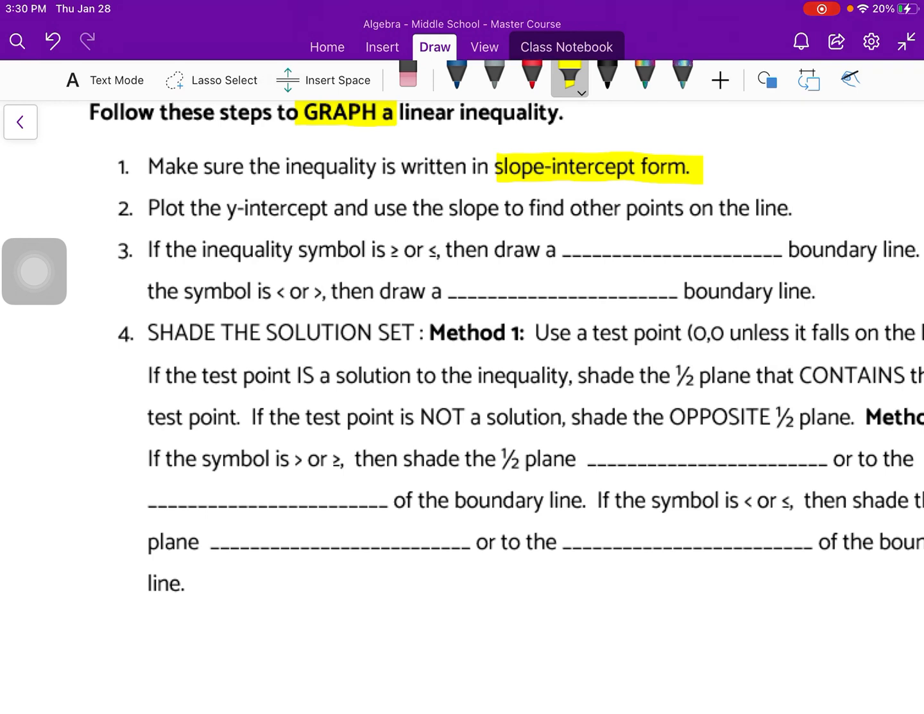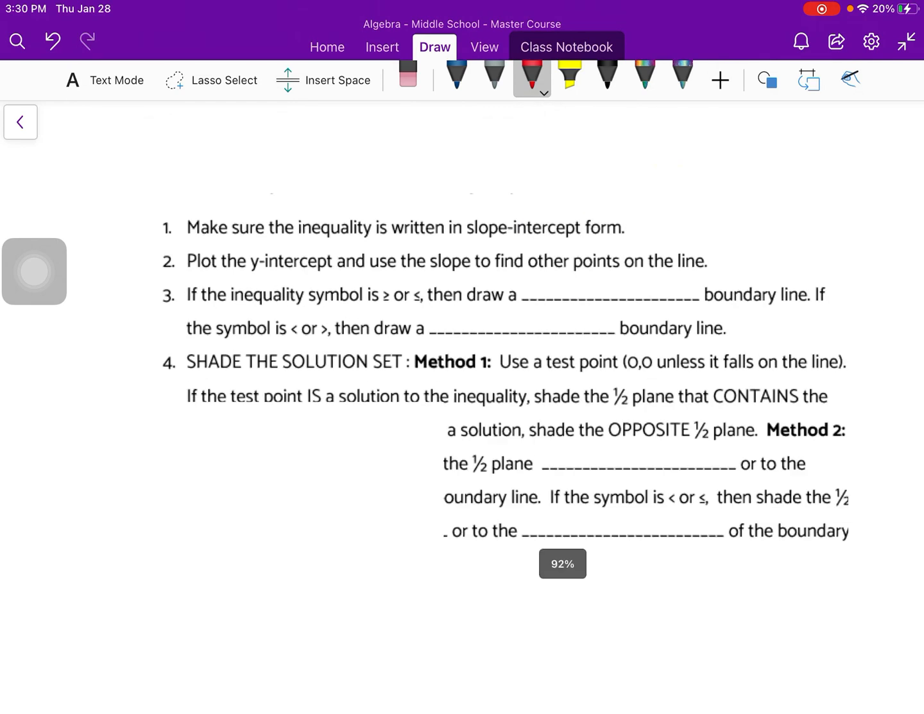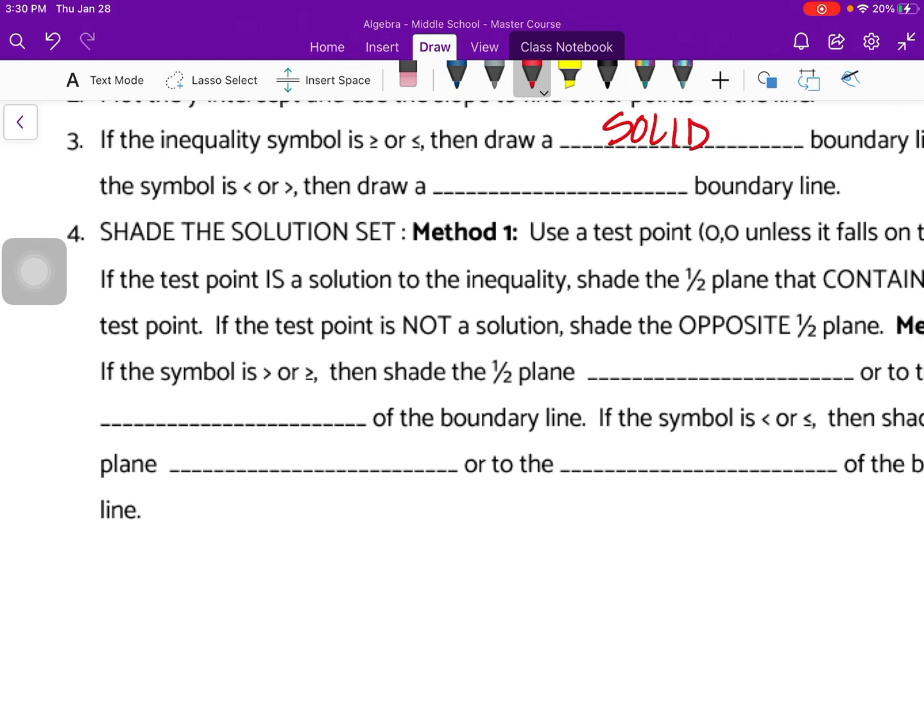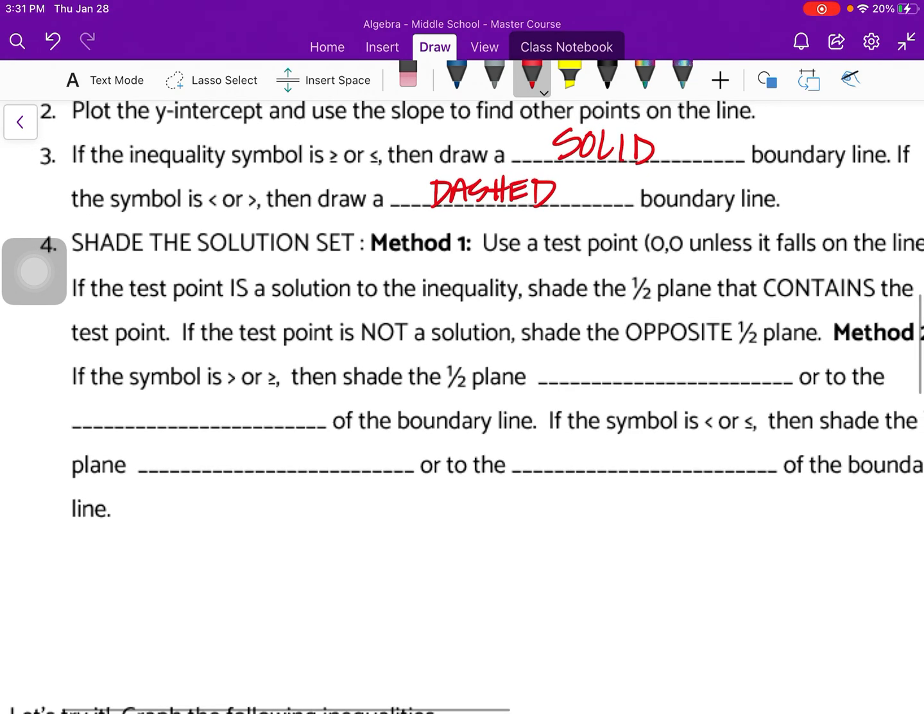So if your symbol is greater than or equal to or less than or equal to, then you are going to draw a solid boundary line. If your symbol is less than or greater than, so no equal to portion in there, then we're going to draw a dashed line. So the solid line is going to indicate that the solution could be part of that line. The solution could fall on the line. When we draw a dashed line, that is actually going to indicate that the solution can be very, very close to that line, but it can't fall exactly on the line.